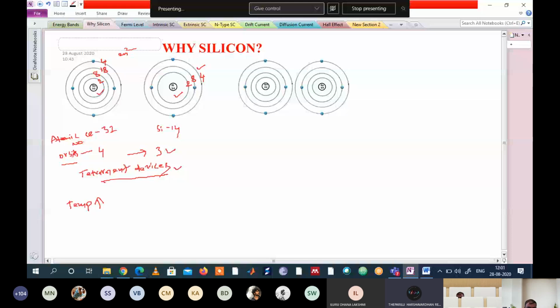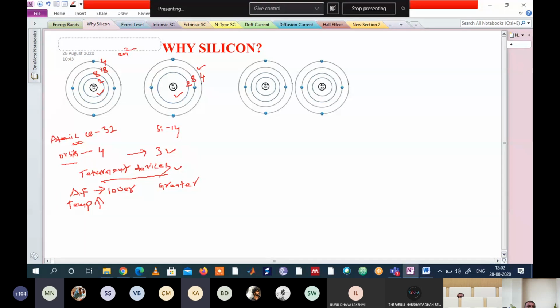Before this temperature, I am writing attraction force. In which atom is the outer orbit more strongly attracted towards the nucleus, germanium or silicon? The attraction force of the last orbit is greater for silicon, and lower for what? Germanium. It is lower.